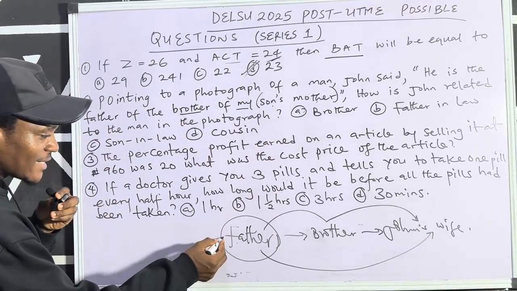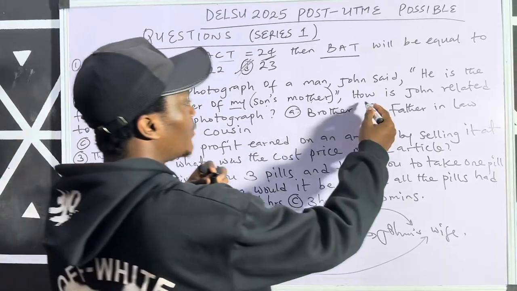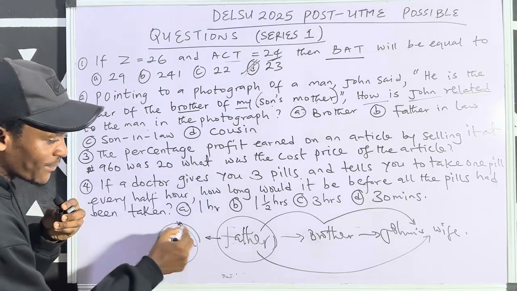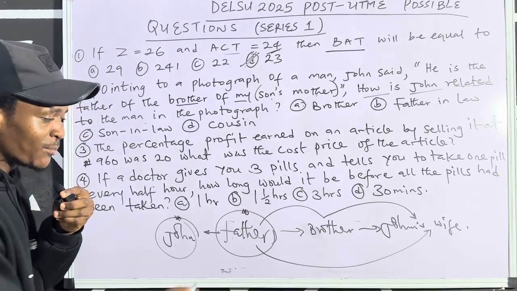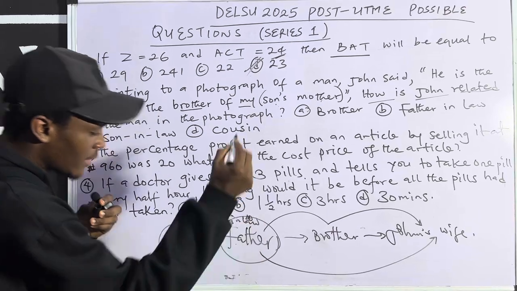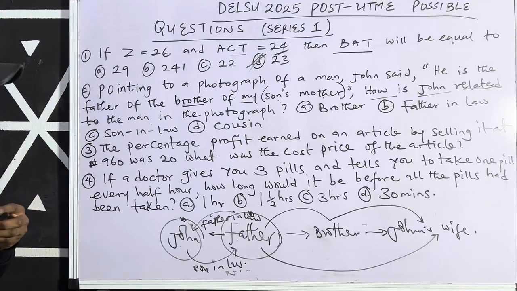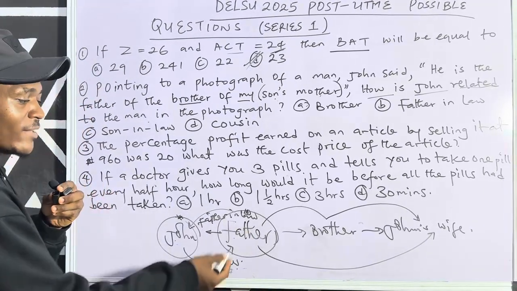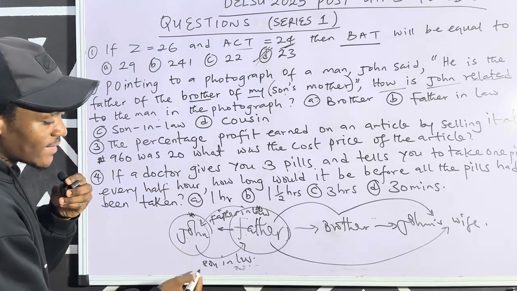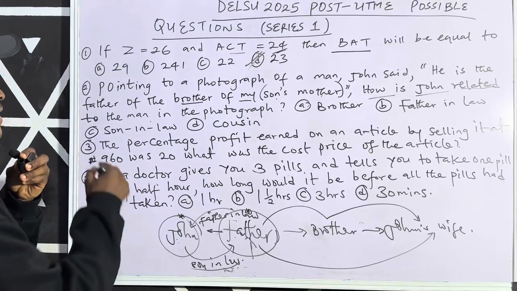So it means, who is now this guy to John? That was the question. They said, how is John related to the man? So it means, what's the relationship between John and the father of John's wife? Is that easy? The father is the father-in-law to John, while John is the son-in-law to the man. So it means John is the son-in-law to the father, while the father is the father-in-law to John. So the question now is, how is John related to the man? John is the son-in-law to the man. The man happens to be the father of John's wife. So it means the answer is option C.